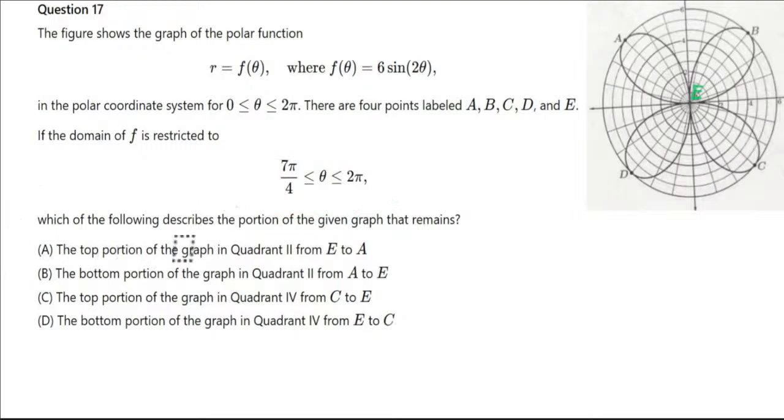So the first one is the top portion in quadrant 2 from E to A. E to A is this in quadrant 2. And likewise, there are 3 other options. They are asking which one is left in the curve.